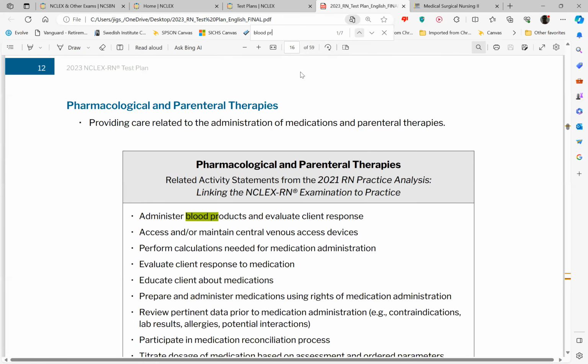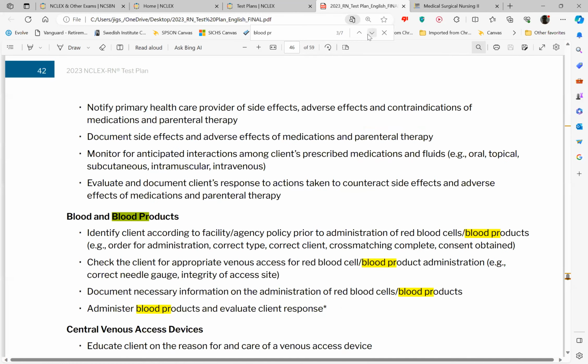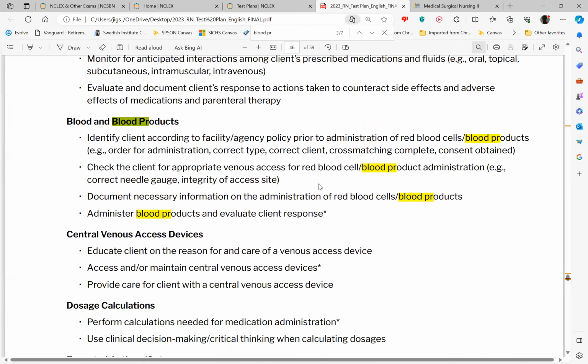All they're saying is this one: administer blood products and evaluate client response. Same thing. These are a summary of the steps for giving a blood transfusion. So here are three bullets, but again, they mention administering the blood and evaluating the client response.